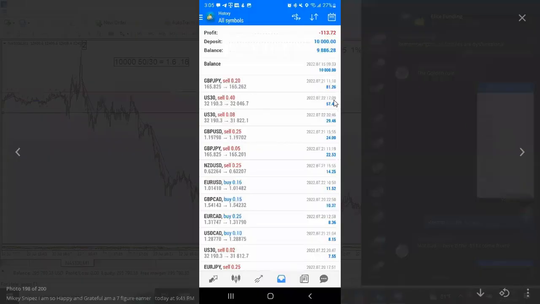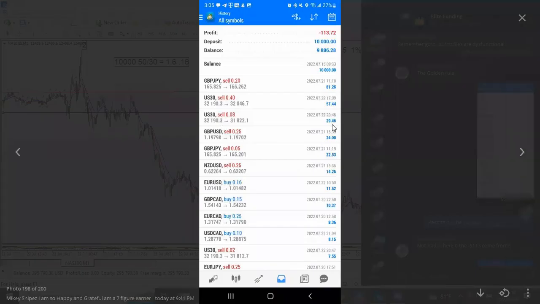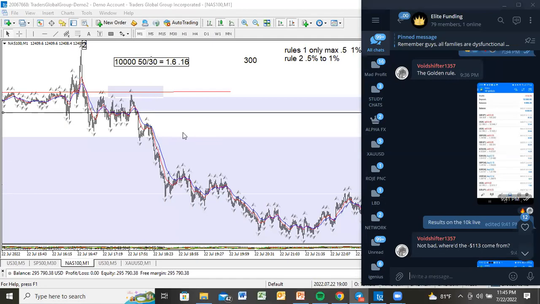So I took my 0.5% and I left I think a 0.1 running. And then that 0.1 kept going. Boom. So I made another 29 bucks. So I hit my target for the day. My target for the day was 100 bucks. I'm happy because if you have 1% days every day, that means 5% a week, right?